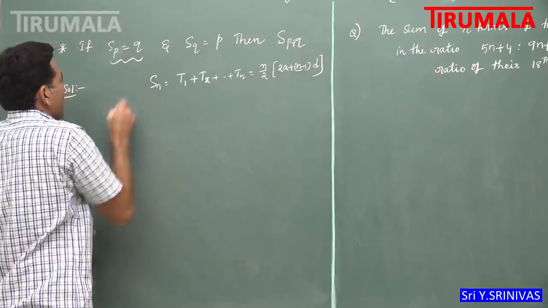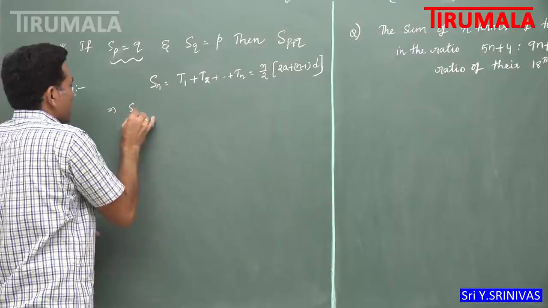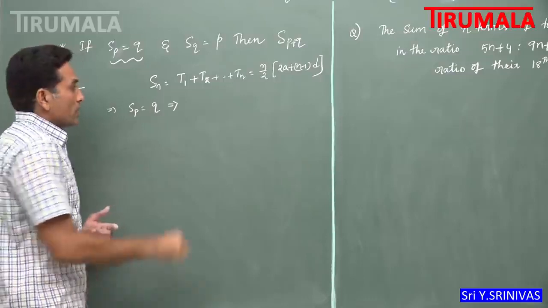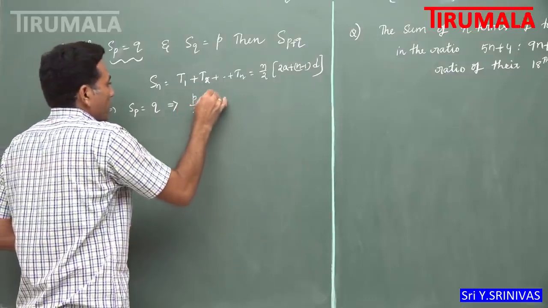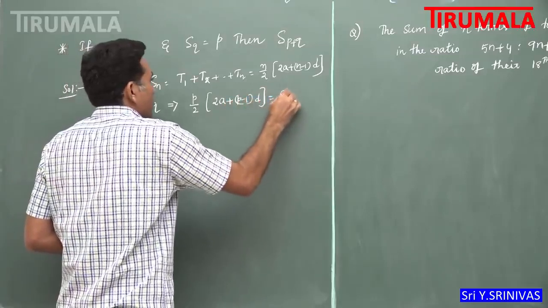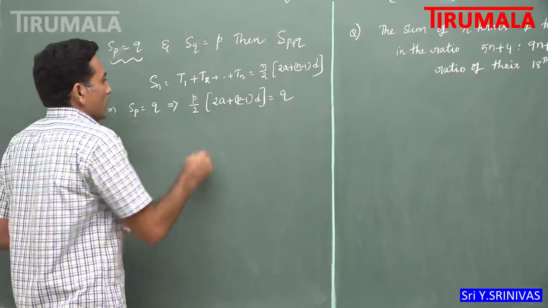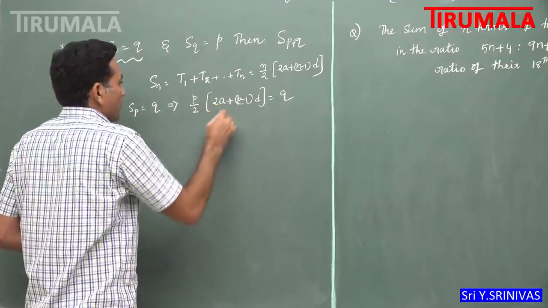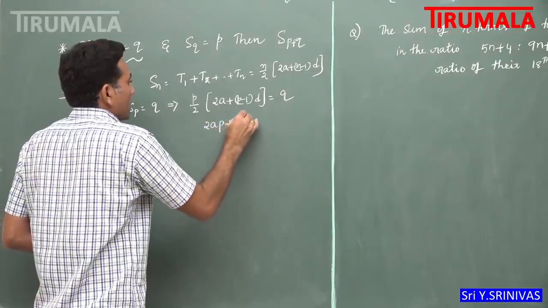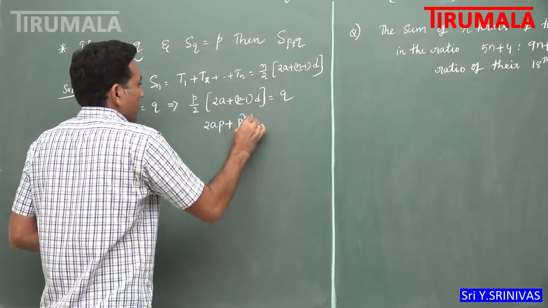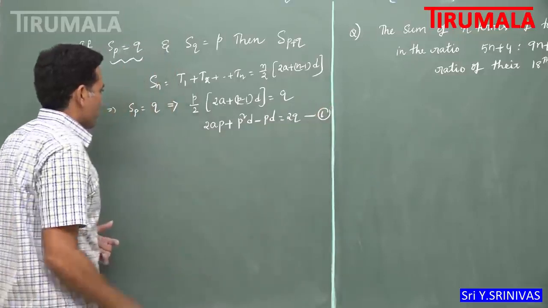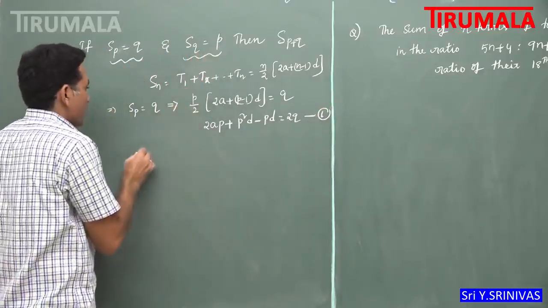SP equals Q is given. SP is the sum of P terms, so P by 2 into 2a plus P minus 1 into d equals Q. Now multiply out: 2aP plus P square d minus Pd equals 2Q. This is the first equation.